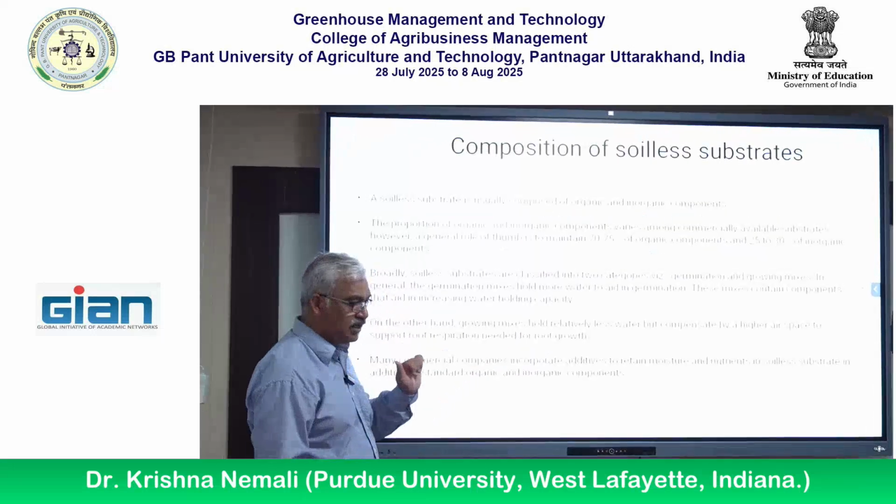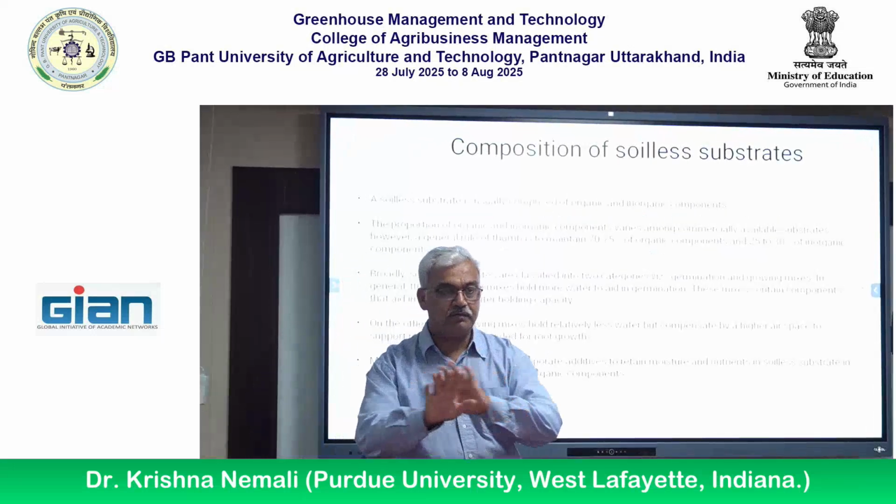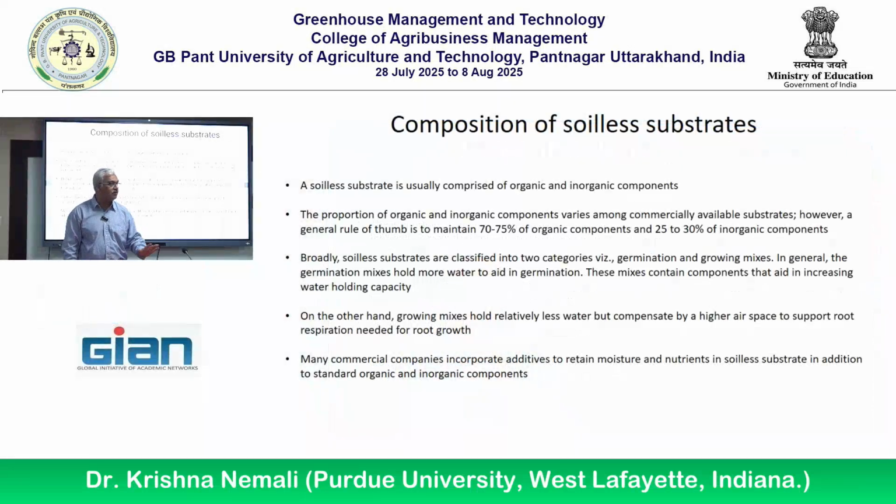So the first thing I want to say is general formula for a soilless substrate. General formula: 75% organic, 25% inorganic. Now it can be 80-20, it can be 70-30, whatever it is, but the general formula: 75% organic, 25% inorganic. Okay, that's how you want to mix. So what are the organic components? Organic components are coir, peat, bark. These are all organic, right? They're from plant products, organic.